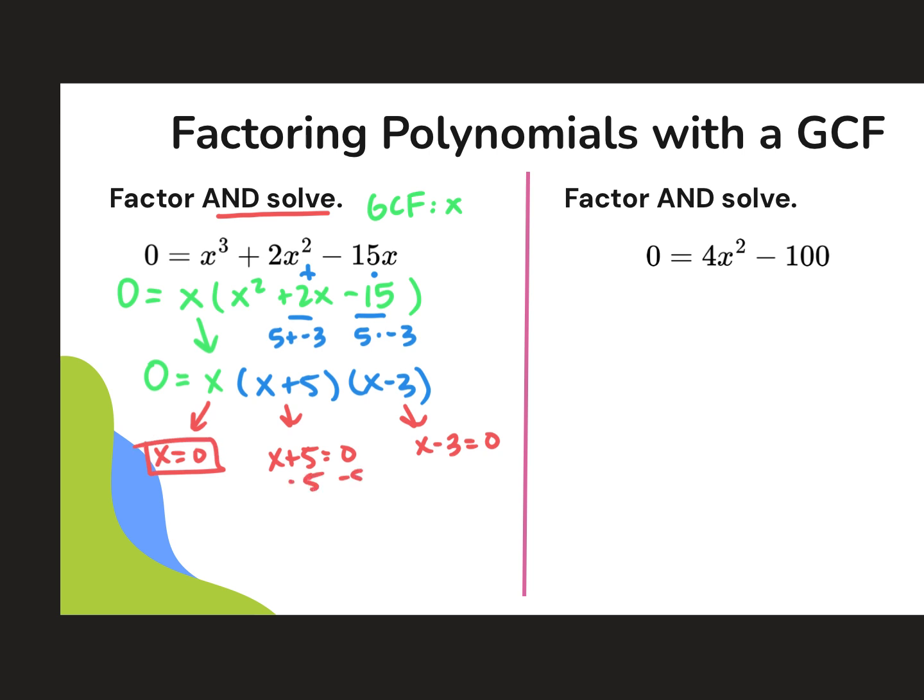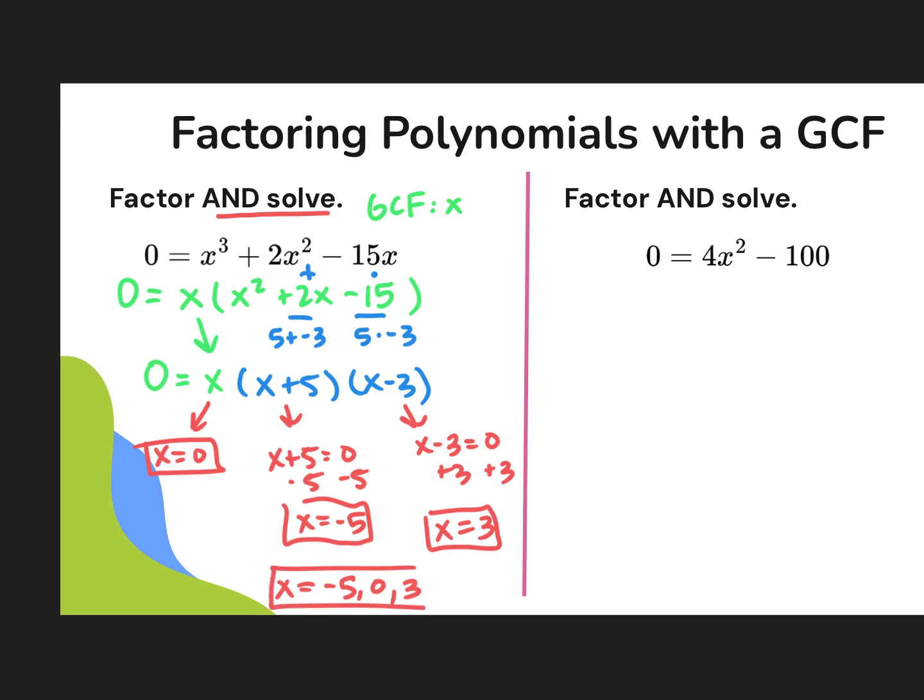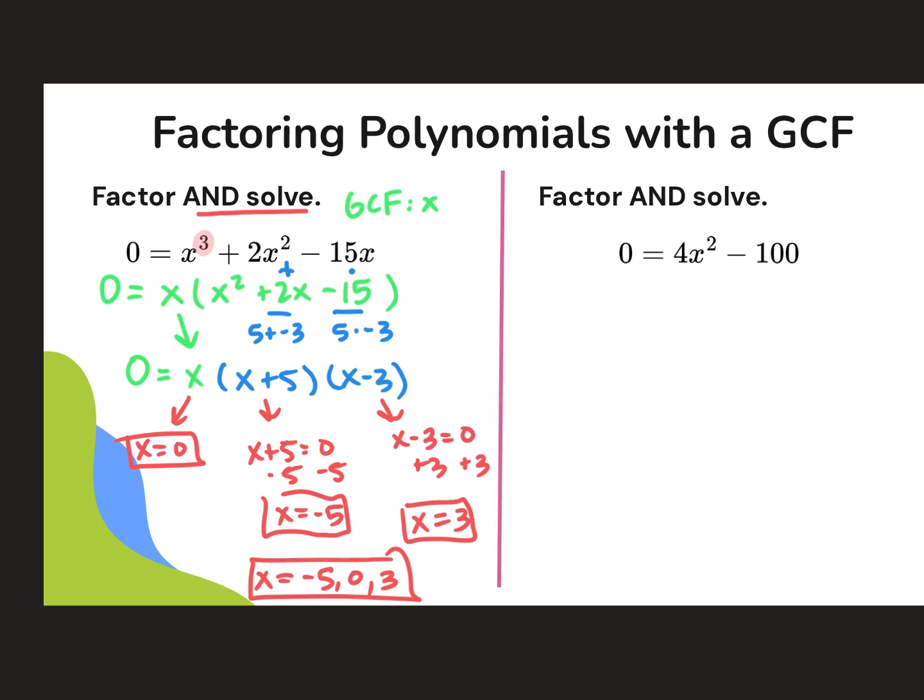In my second factor, I'm going to subtract 5 from both sides of that equation and get a second solution of negative 5. And in my last one, I'm going to add 3 to both sides. I get my third solution of 3. So my solutions are negative 5, 0, and 3. You can list them separately, or you can put them in one list. And when I check back with my polynomial, I'm glad I found 3 solutions since this was a 3rd degree polynomial. I want you to pause the video, try the one on the right, and press play when you're ready to check your answer.